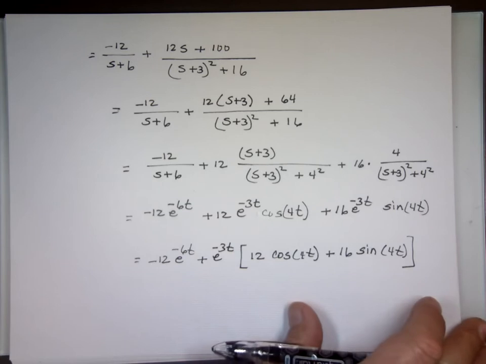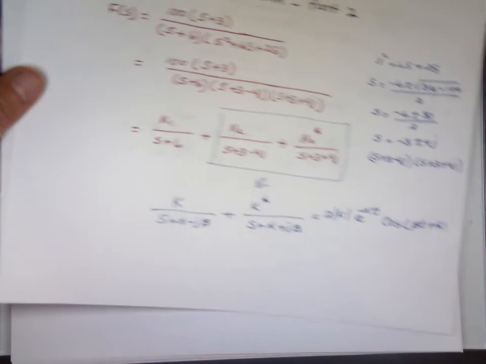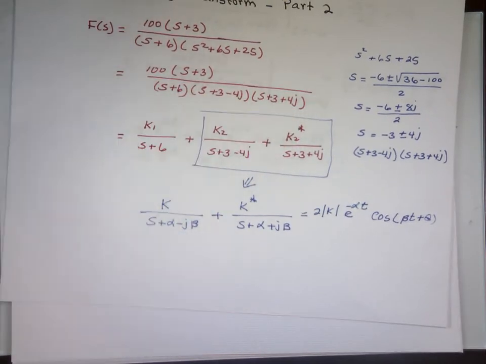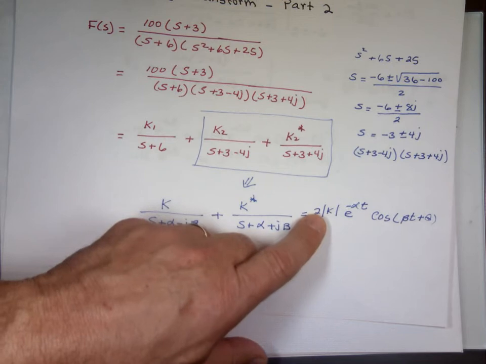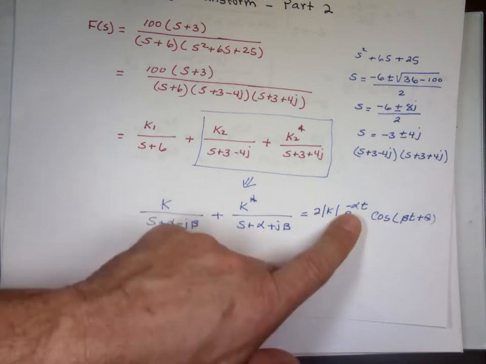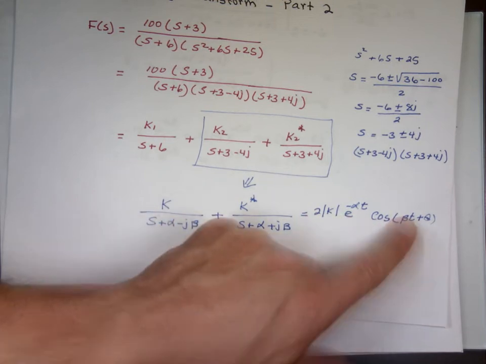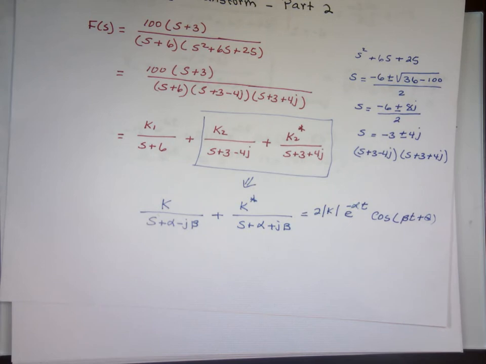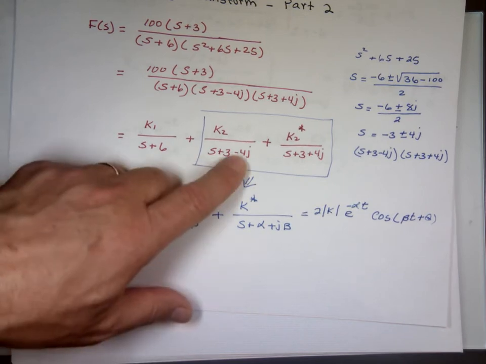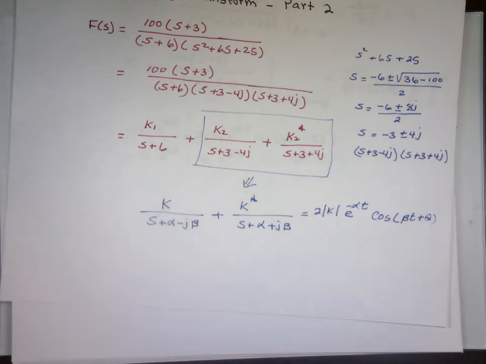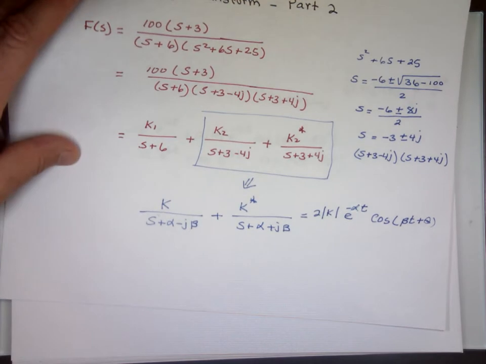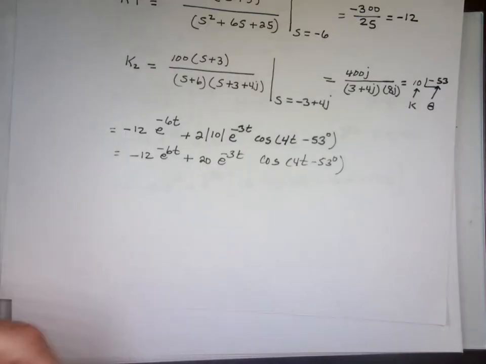So that's how we handle usually quadratic. We go to this equation: 2 times the absolute value of k e to the minus alpha t cosine beta t plus theta. And once you know what alpha and beta are, in this case alpha is 3, beta is 4, I need to know what k and theta are, and I have the solution. And you can find k and theta. Once you go through the math, that's your k and that's your theta.